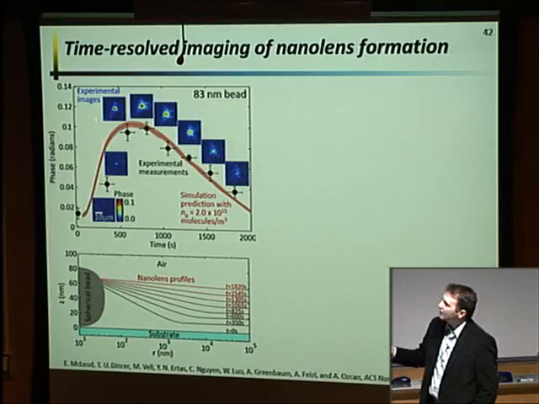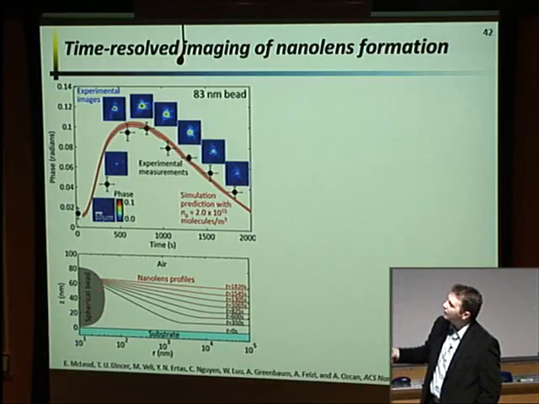The black dots are what we measure experimentally. The red curve is the simulation prediction, the same sort of simulation I showed you before. We again have one fitting parameter, which is the number of molecules in the vapor. Essentially, this curve comes from computing the shapes of these nanolens profiles over time. So over time, there shouldn't be any nanolens at time 0. At time 350, it looks like this, and then it slowly builds up over time.